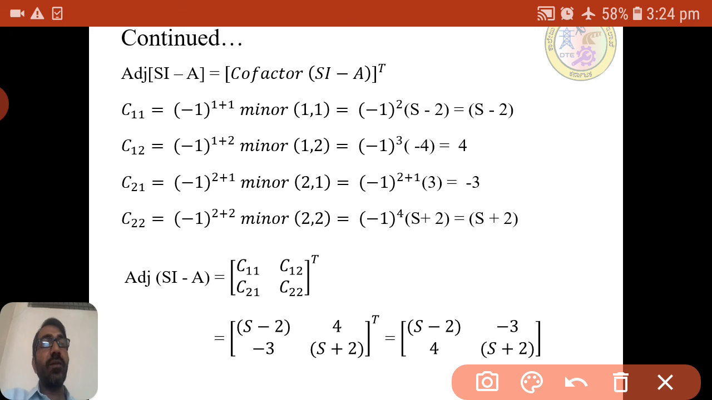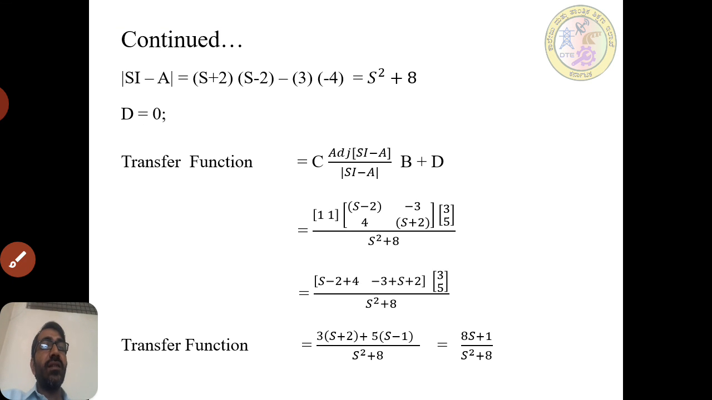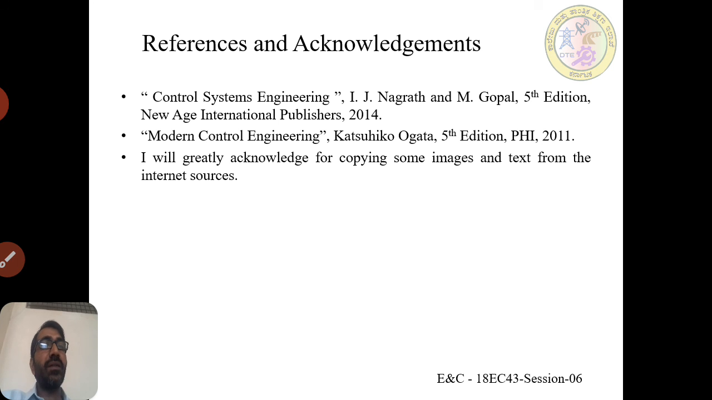And this is for the 2 by 2. Similarly for 3 by 3, we will find it later, okay. So this is how we need to find out the transfer function from the given state equation and the output equation.